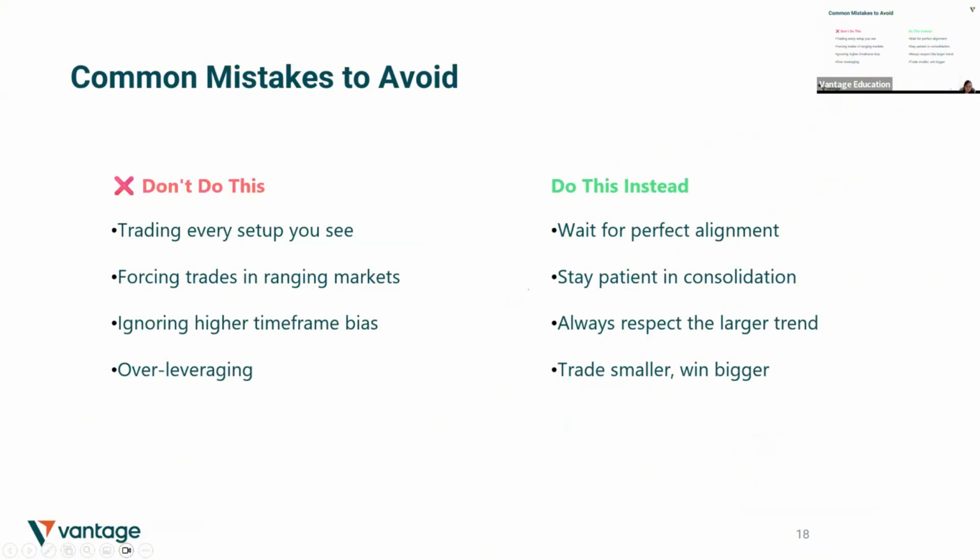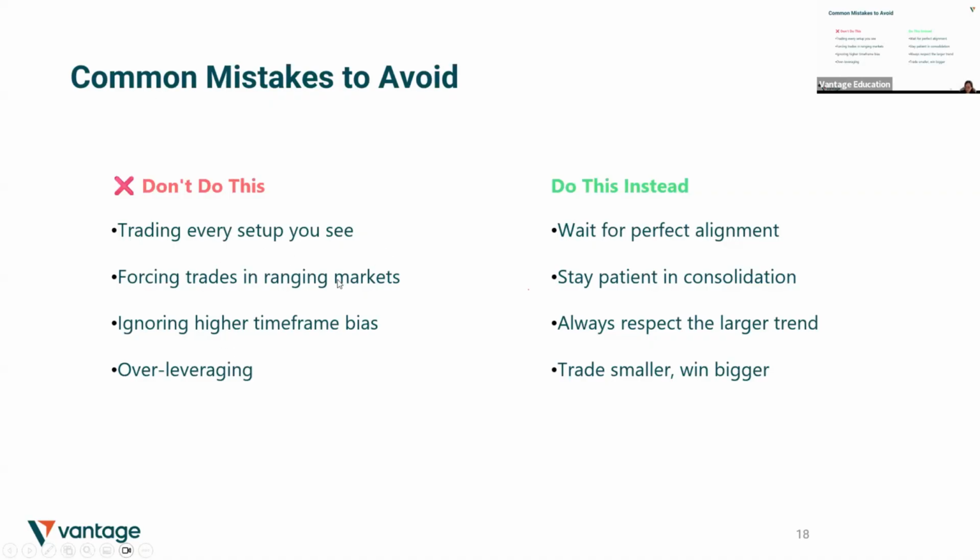Okay, common mistakes to avoid. Don't do this: trading every setup you see, forcing trades in a ranging market, ignoring higher time frame bias, over-leveraging. Basically, you overtrade. Do this instead: wait for perfect alignment, stay patient in consolidation, always respect the larger trend, trade smaller, win bigger. So whenever you choose a setup, as a trader you just take 1 to 2 trades per day. That is good enough.